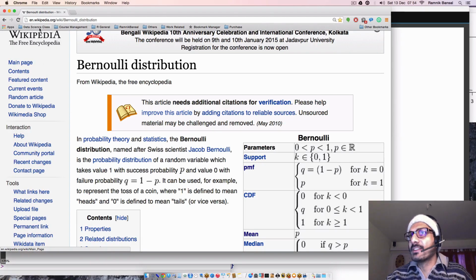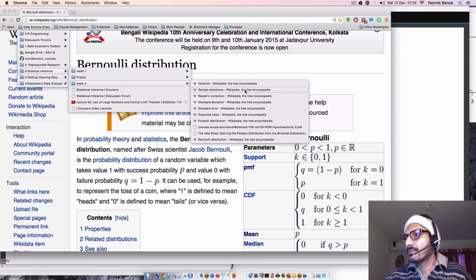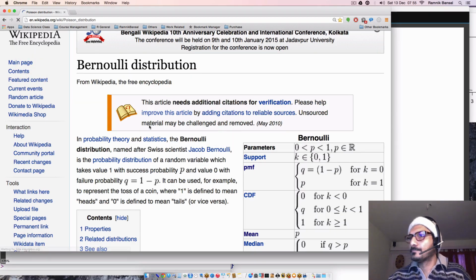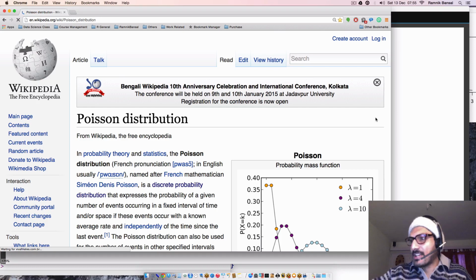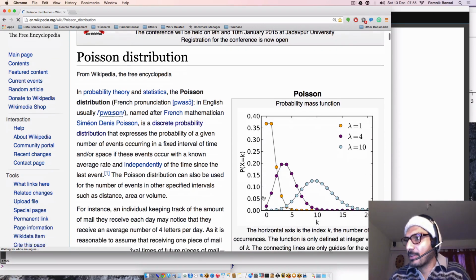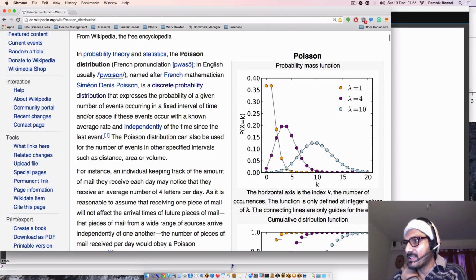Let's see what Wikipedia says about it. All right, so it has a probability mass function. If you look at Wikipedia, it says the horizontal axis is the index k. The function is only defined at integer values of k. The connecting lines are only guides for the eye. Is this clear? So we'll have some parameter which is determining all this.